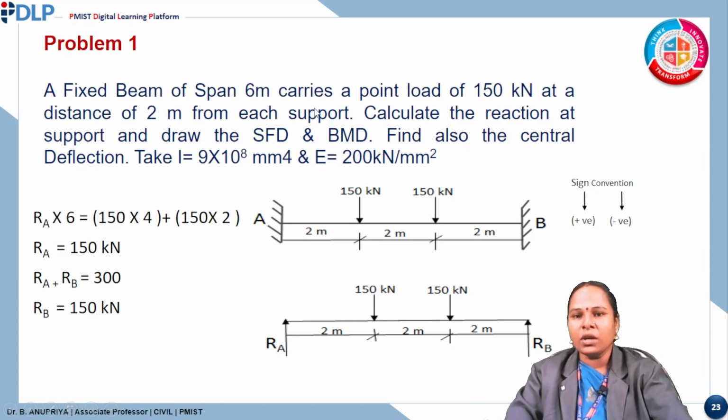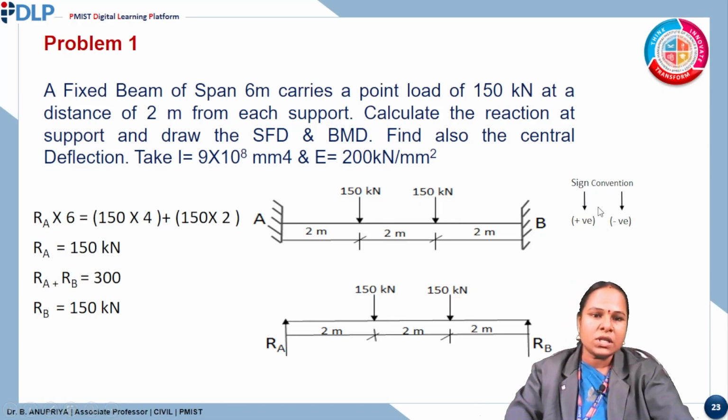If they have not given the diagram, we want to draw the diagram. If it is a fixed beam of span 6 meters, we can draw a fixed beam for a span length of 6 meters. They have given a point load of 150 kilonewtons at a distance of 2 meters from each support. So from support A, 150 kilonewtons at 2 meters, and from support B, 150 kilonewtons at a distance of 2 meters. Since this is 6 meters, it is equally spaced. So 150 kilonewtons from one end and 150 kilonewtons from the other end, and the middle portion will be 2 meters. If they have not mentioned the diagram, we can draw the diagram from the given data.